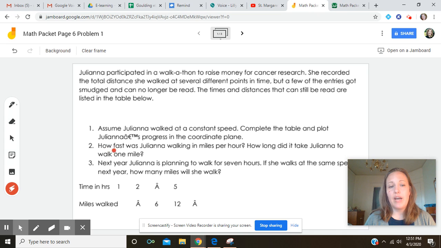So again, speed: how fast was Juliana walking in miles per hour? How long did it take her to walk 1 mile? And next year she's planning to walk for 7 hours, and if she walks at that same speed, how many miles will she walk? Okay, how many miles? So we're going to answer all of those questions.